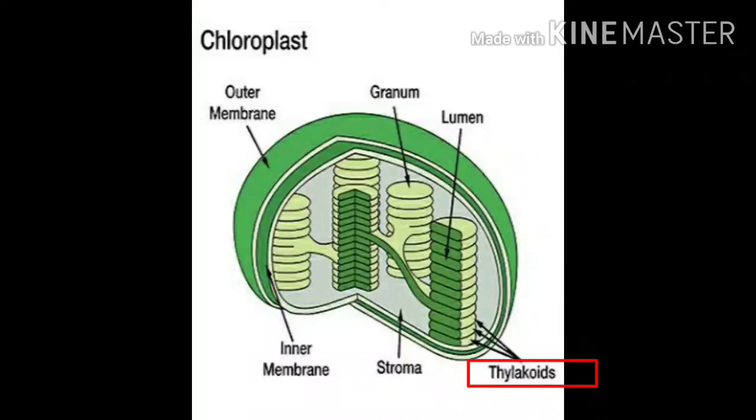Third, thylakoids. It consists of thylakoid membrane that encloses thylakoid lumen. Thylakoids form a stack of disc-like structures called a grana. Singular it is called granum. Fourth, grana. Some of the thylakoids are arranged in the form of discs stacked one above the other. These stacks are termed as grana. They are interconnected to each other by membranous lamella called Fret channels.